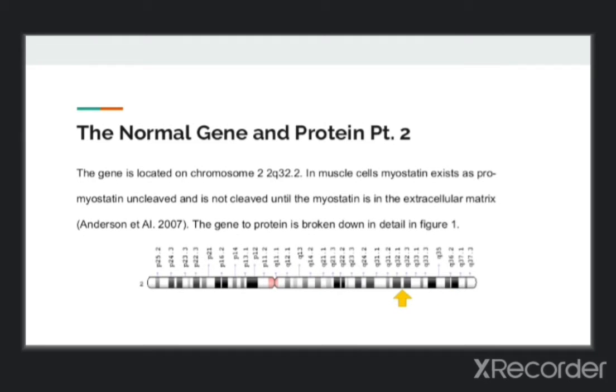The normal gene and protein, part 2. The gene is located on, as I stated before, chromosome 2. In muscle cells, myostatin exists as promyostatin, uncleaved, and is not cleaved until the myostatin is in the extracellular matrix. The gene to protein is broken down in detail in figure 1. This image below just shows you the position of the gene.